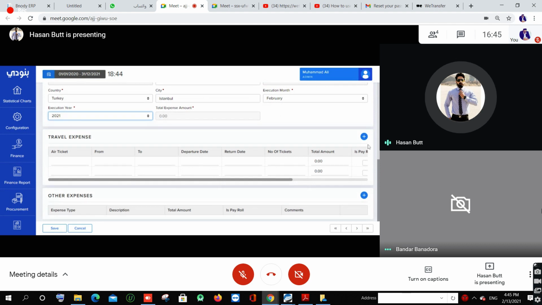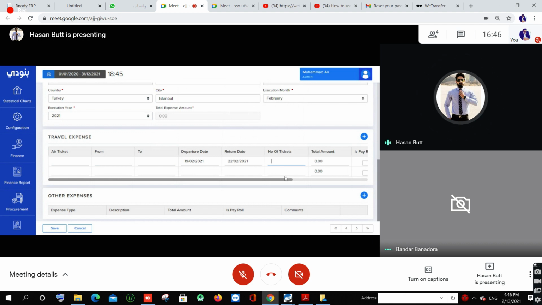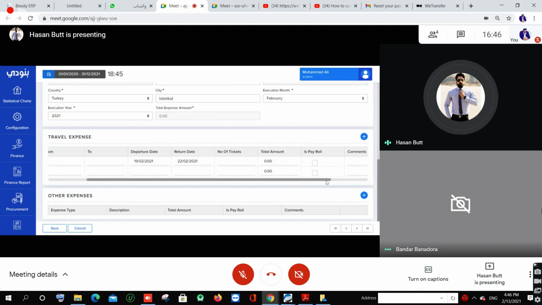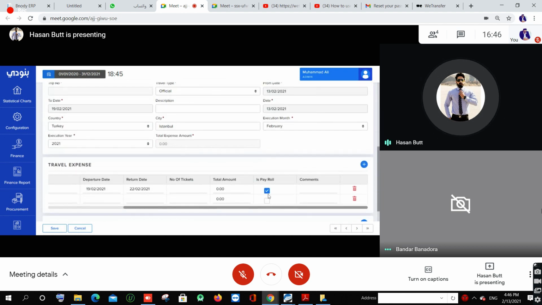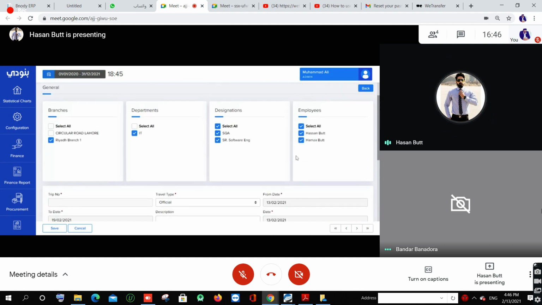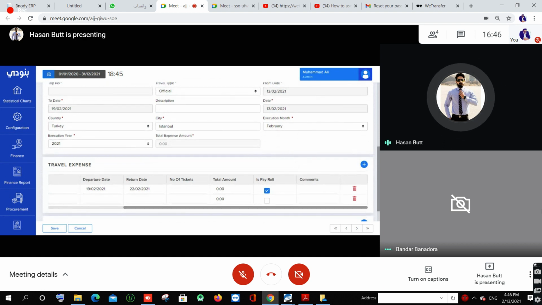And also we have the functionality. You will add the travel expense as well: the air ticket number, from which country to which country, the departure date, the return date, the number of tickets, how many tickets you had, the total amount of the ticket, is it payroll or comments. It's payroll. If it is like this, it means that it will be added to the salary of the employee, which is these two employees. So if it is like this, it means that they will be given this travel expense with their salaries as well. They will receive this expense in their salaries as well.